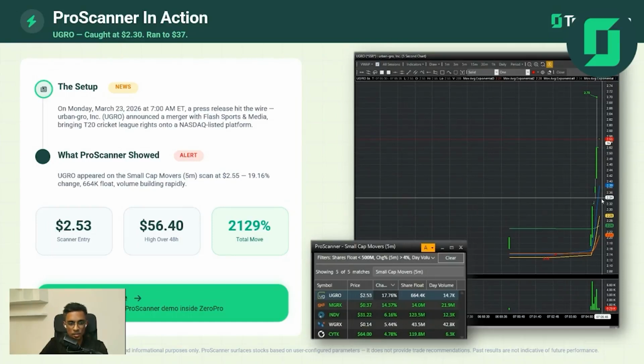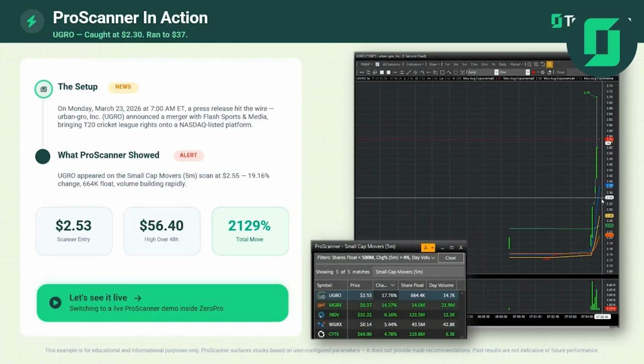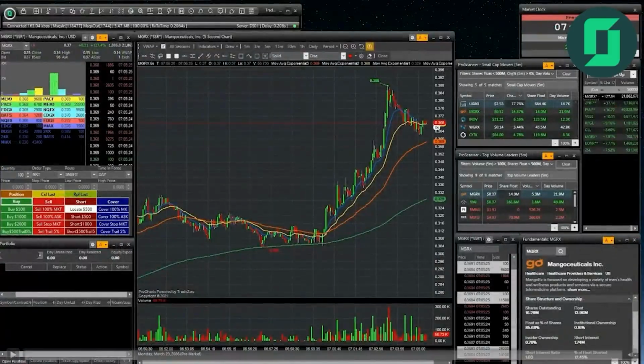The scanner caught the move at 2.53. Over the next 48 hours, the price of the stock rose to 56.40. All right, when I opened the symbol, the price was sitting at, it's a bit hard to read, but 2.52. Okay, so let's have a look. Let's look at this video in real time.